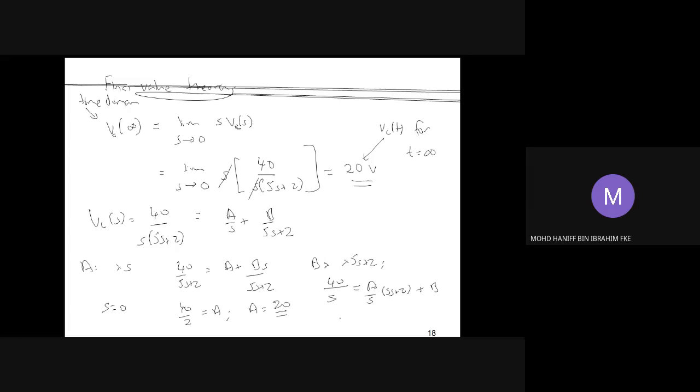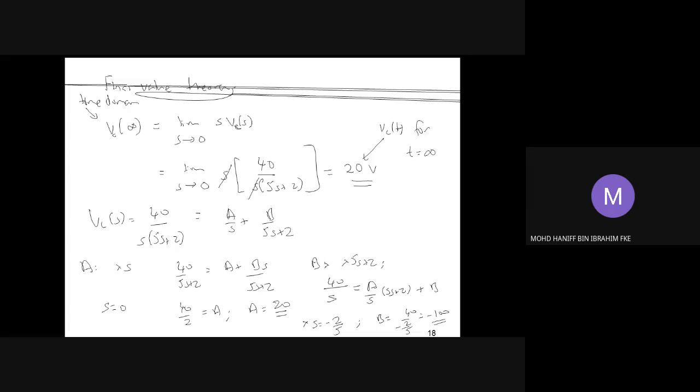To find the B, you need to substitute the value of S as negative 2.5, so that we're going to have only B on the right hand side. So you are going to get B equals 40 over negative 2 over 5, so that should be equal to 200, so it should be negative 100. That should be your B value.